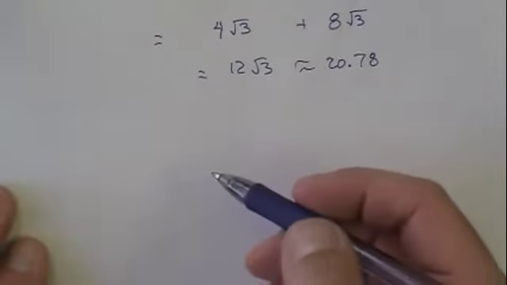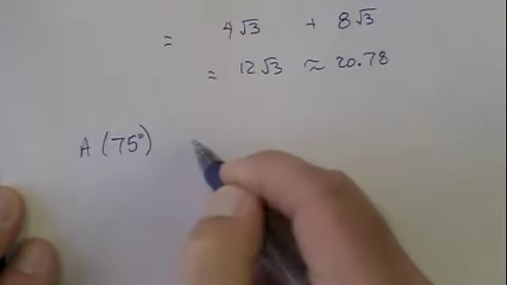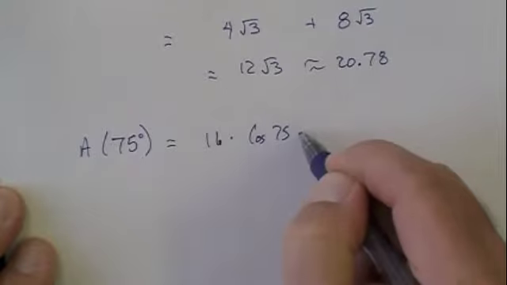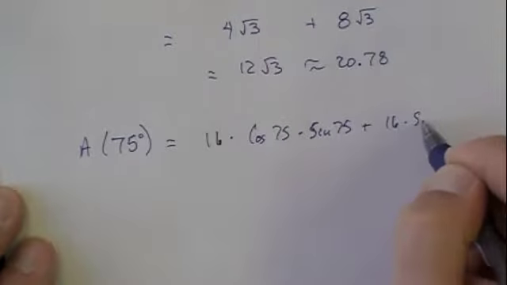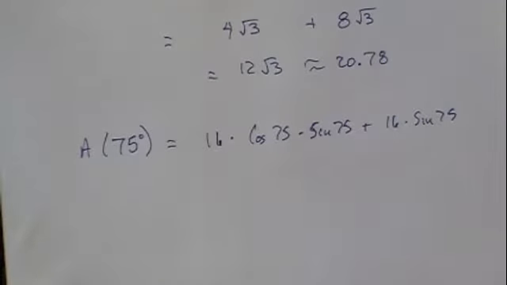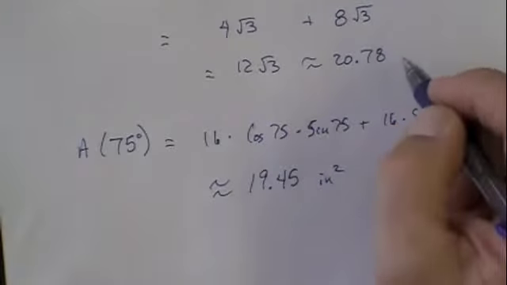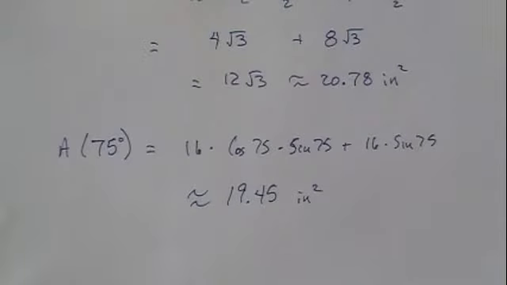Now, these are all values that have been on the unit circle. What if we change our angle to 75 degrees? Still, we have 16 times the cosine of 75 times the sine of 75 plus 16 times the sine of 75, and we would just plug the whole thing into our calculator, and get an approximate answer of 19.45 inches squared. So then we can compare the angles and see what happens to our area as we bend the metal, which is going to give us the greatest area, to move the most water in the rain gutter.